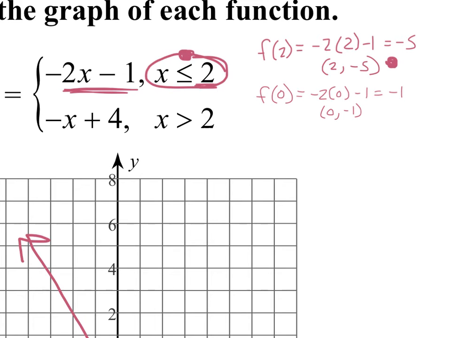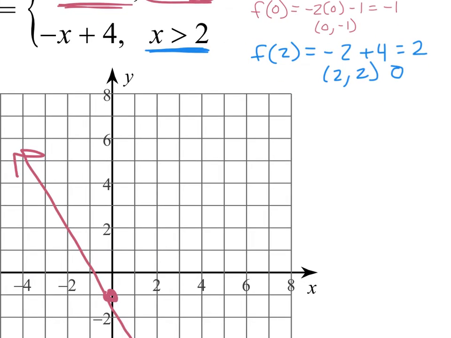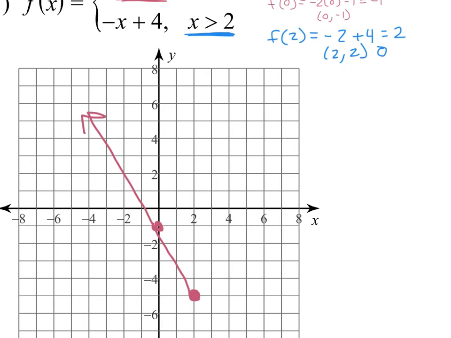Okay, so now looking at x is greater than 2, we're going to plug in 2 into our second function. So we have -2 plus 4, which gives us 2. So when x is 2, y is 2. And we put an open circle here since we just have a greater than sign. So we're going to go to the right 2 and up 2 and put an open circle.